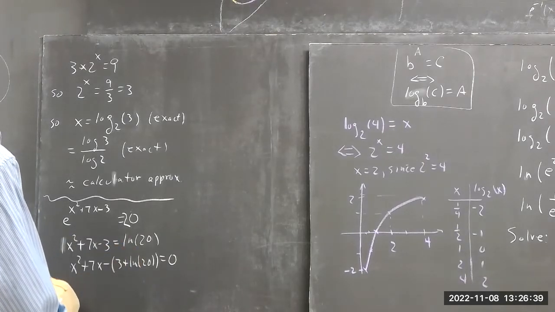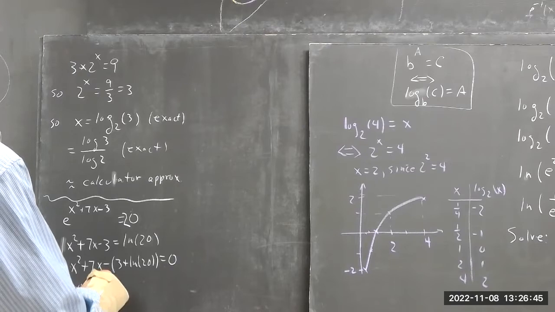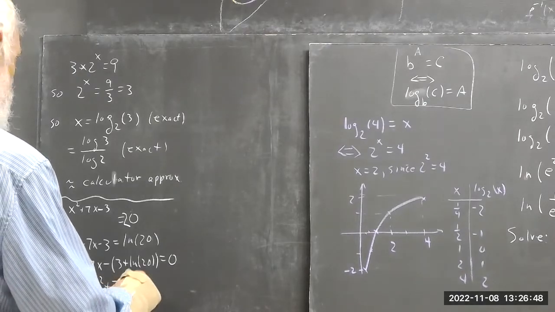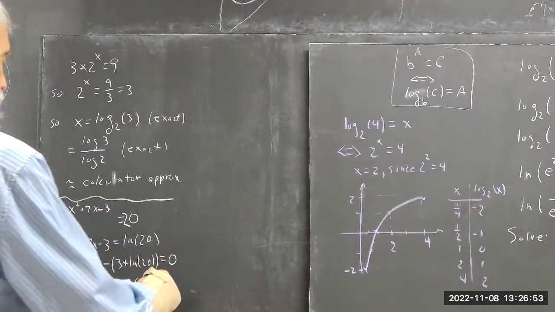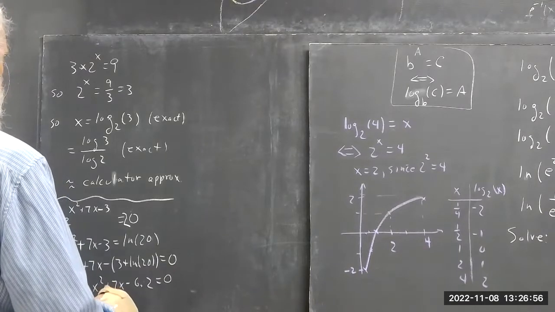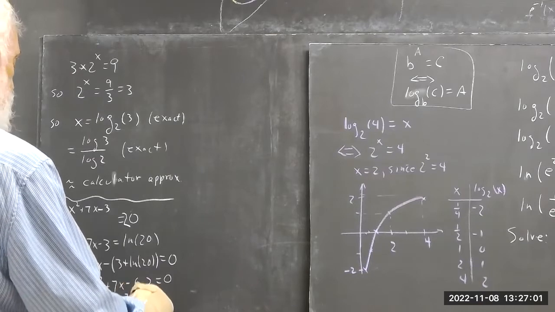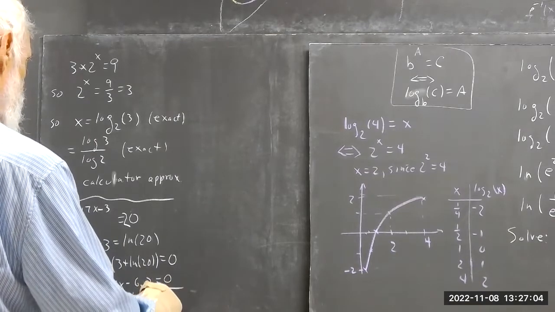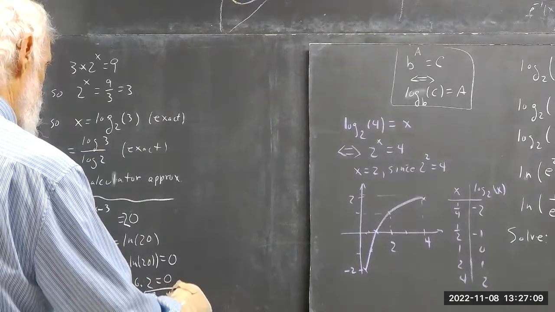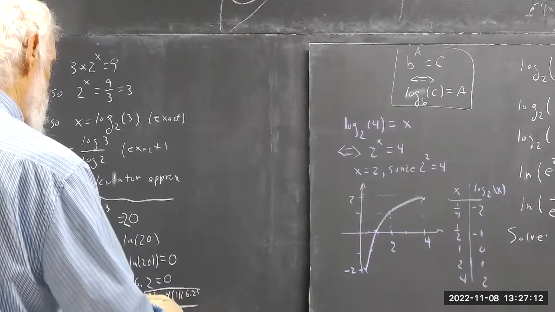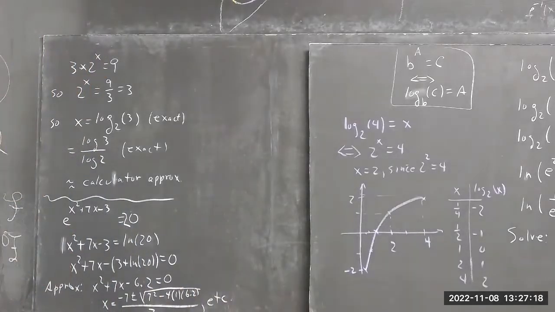So we get the approximated 3 plus the natural log of 20. And now x is negative 7 plus or minus the square root of all this, etcetera, and you just plug in the numbers.